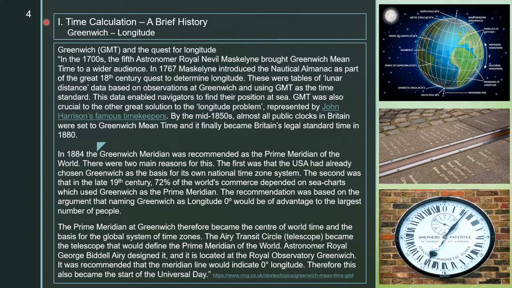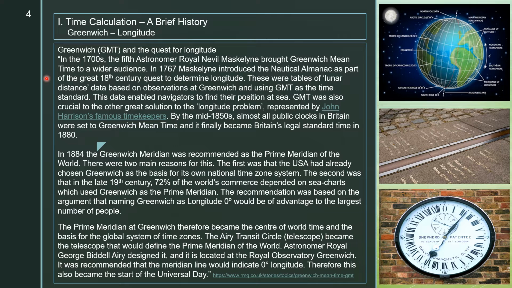Section 1, Time Calculation, a brief history of Greenwich longitude. Greenwich, GMT, and the quest for longitude. In the 1700s, the fifth Astronomer Royal, Neville Maskelyne, brought Greenwich Mean Time to a wider audience. In 1767, Maskelyne introduced the Nautical Almanac as part of the great 18th century quest to determine longitude.